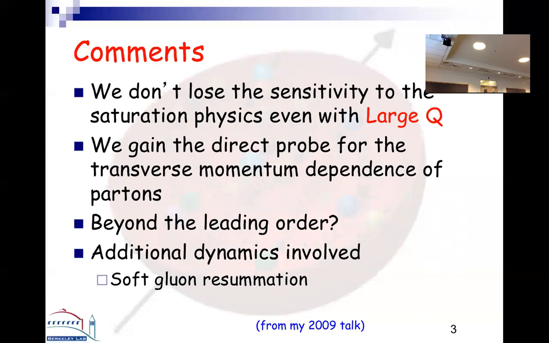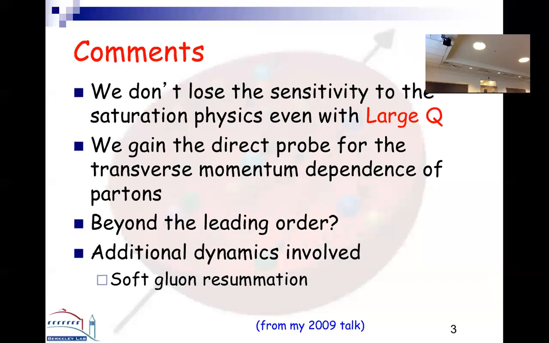So even with large Q scale for the hard process, like Higgs production, if you look at the transverse momentum, the TMD physics, you can still probe the saturation physics. You don't lose the sensitivity. And of course, I also realized at that time that you can get a direct probe of the transverse momentum dependence. Of course, at that time, I didn't know how to do the next-to-leading order calculation. But I did realize there would be additional Sudakov summation and so on. But at that time, 2009, I actually had no idea how the Sudakov summation would get in.